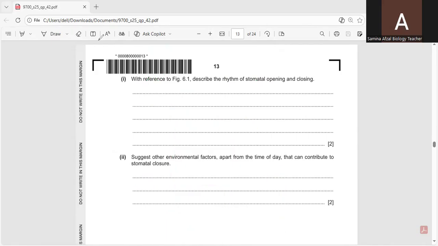So with reference to figure 6.1, describe the rhythm of stomata opening and closing. So here I have described something about this graph. It is only 2 marks, so I would like to say that we have to write the answer very briefly. So first of all, I will write in this way, that is the day 1.